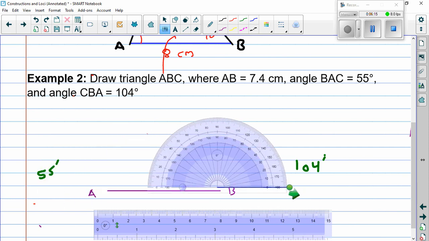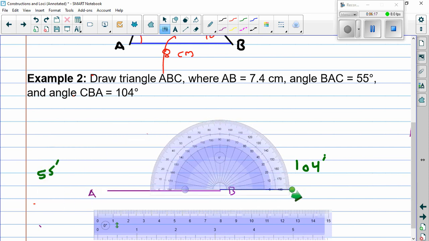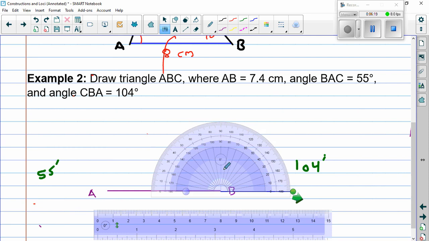Similarly, we'll start over here. And this time, normally we'd want it to point to the inside, so we're going to start on the left, right? So on that outside. So when you're drawing a triangle, one you'll count on the inside, one you'll count on the outside of the protractor. So here we're going to count on the outside, and we're going up to where it's 104 degrees. So that's this little point there.